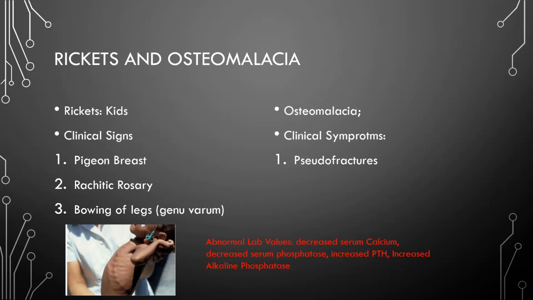And with these, you're going to have abnormal lab values. So that's something very important to note, is the decreased calcium, which is going to cause your increased PTH and decreased serum phosphate, and then the increased alkaline phosphatase.